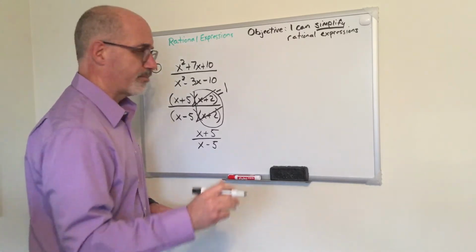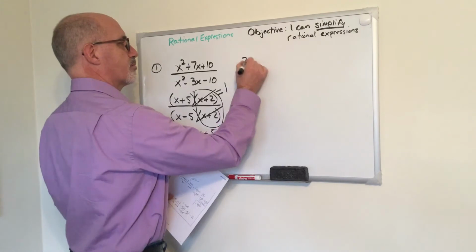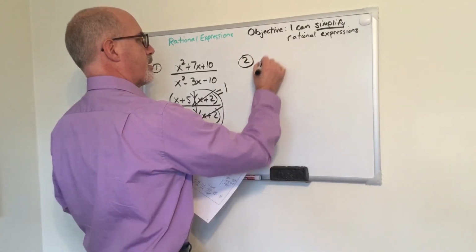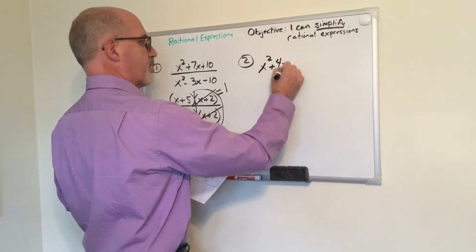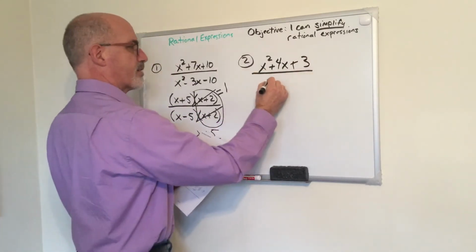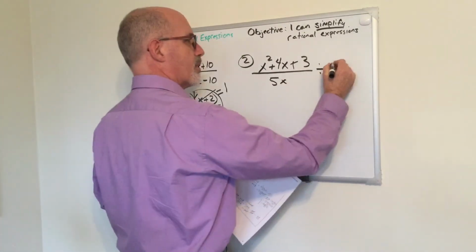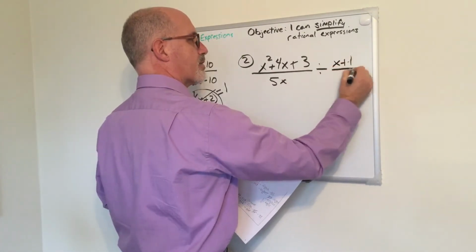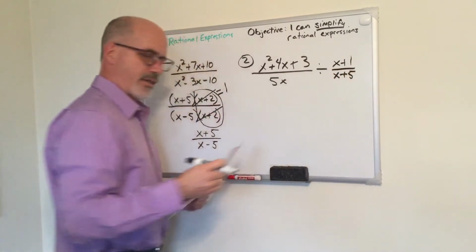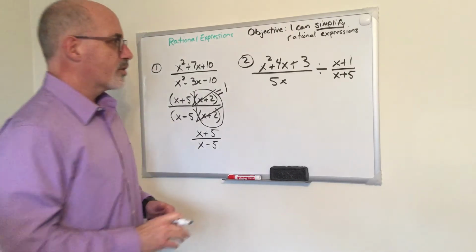Let's try another one. Let's try x squared plus 4x plus 3 all over 5x and divide that by x plus 1 over x plus 5. Let's see what that simplifies to. So let's try this problem.